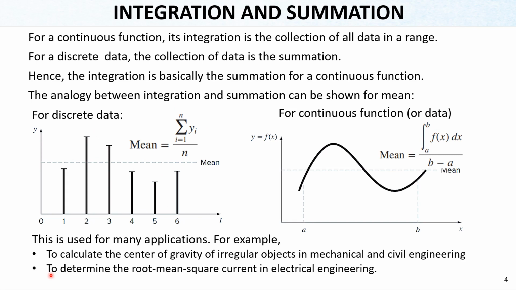Also, another case is to determine the root mean square current in electrical engineering. This is not really in our mechanical engineering area, but we can get the root mean square current in electrical engineering as well. So these are two examples where we use these discrete points rather than the continuous function. And in mechanical engineering, especially the center of gravity, moment of inertia, and the area are determined using this summation instead of continuous functions for irregular objects. Usually we have irregular objects and we use this.